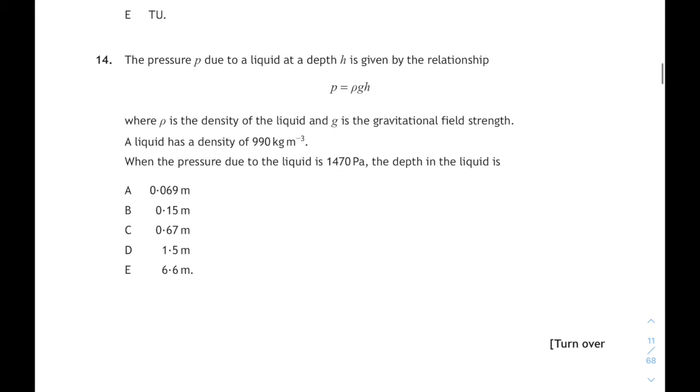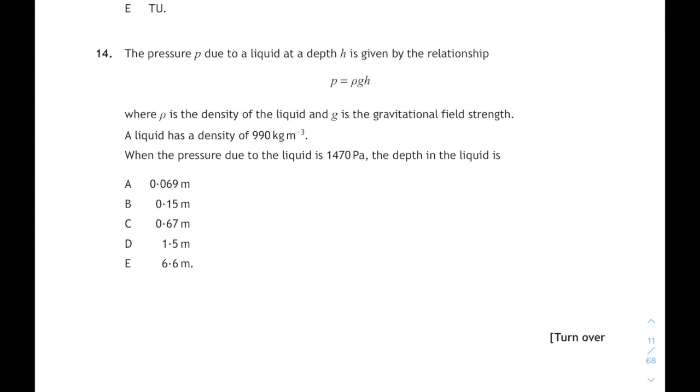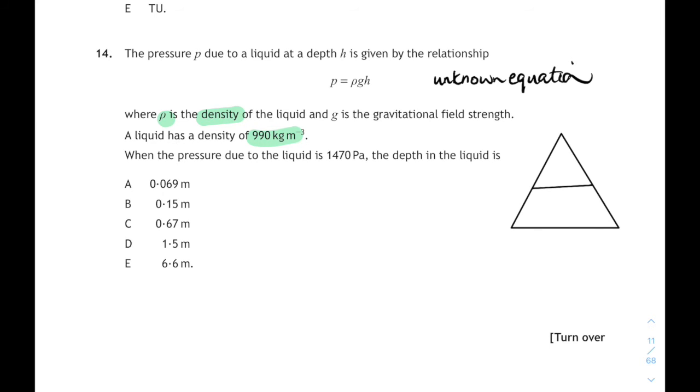Question 14. Now, there's usually always a question somewhere in your paper with an unknown equation. It's an equation you've never seen before. But don't panic, because they will tell you what all the symbols mean, and they'll tell you all the numbers apart from the one you've got to work out. So in this case, we've to work out the depth of the liquid. We're told what the density is, and it's 990. We're told what the pressure is, it's 1470. We know that g is 9.8, and we've to work out the depth. We're told the depth is the symbol h.